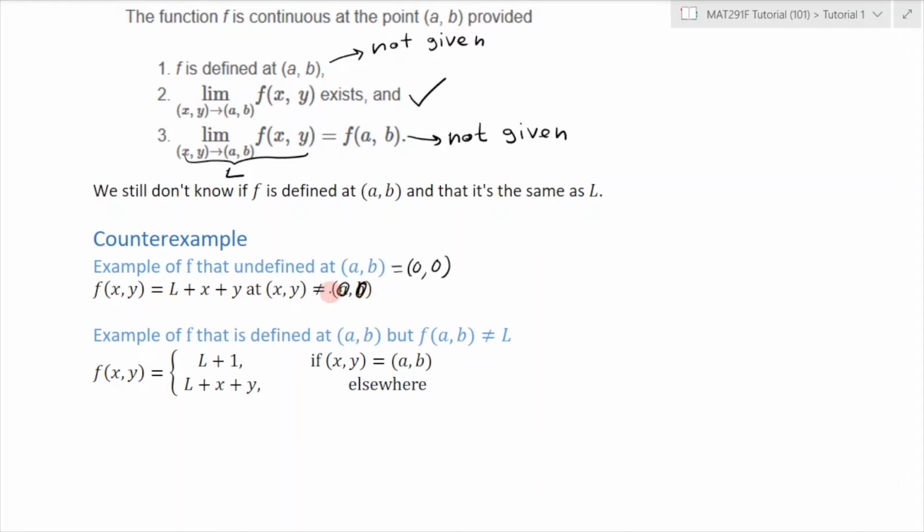Now, the function is not defined at this point in question, so then the function is not continuous at AB equals (0, 0).